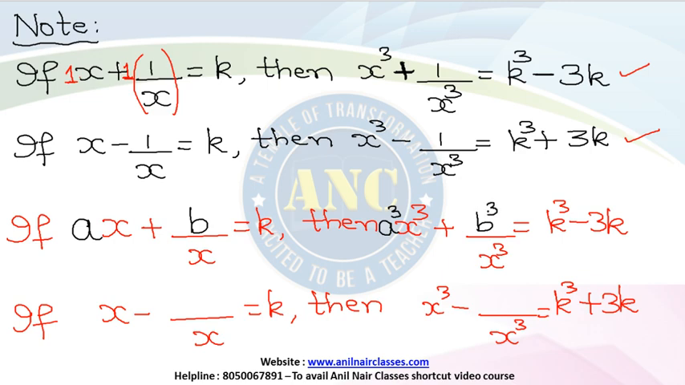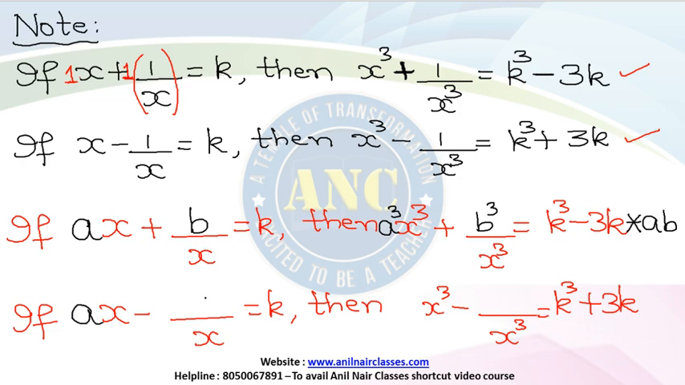That means we are actually trying to find a cube x cube plus b cube divided by x cube, and that will be equal to the same value k cube minus 3k. But the only extra thing I need to introduce here is, because the coefficient of x is not equal to 1 and is equal to a, multiply this 3k by a. Because the coefficient of 1 by x is not equal to 1 but equal to b, multiply that 3k also by b. Same thing here also.